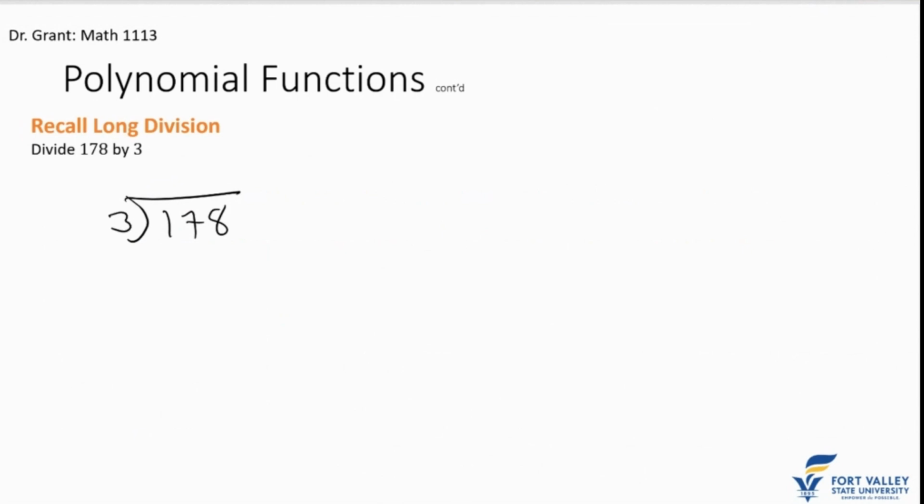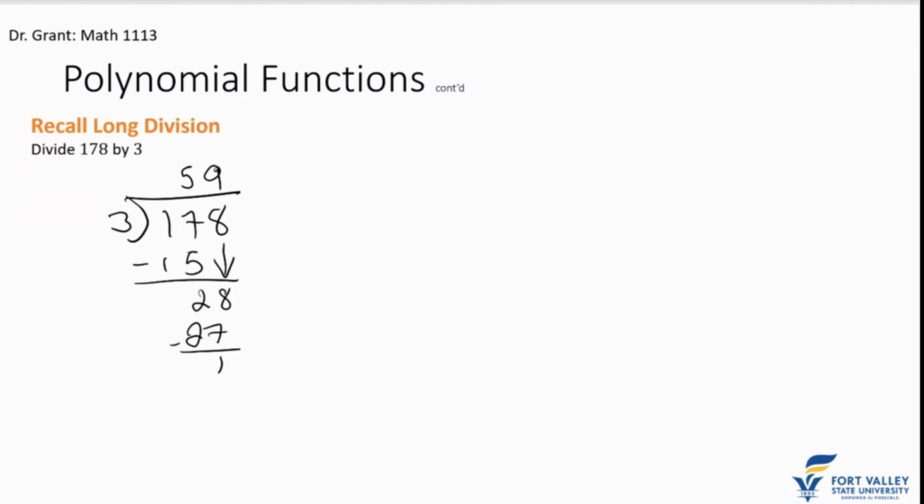So 3 divides 17 how many times? Well, it's going to be 5. 5 times 3 is 15. What do we do here? Remember, you subtract. And then you will have 2. You carry down your 8. So now you say, oh, 3 into 28, that goes 9. And then 3 9s is 27. If you subtract, you'll get 1.